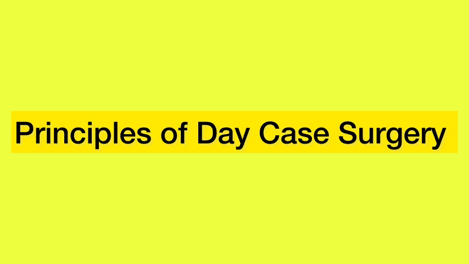So ASA 1, the patient is fit with no systemic disease. ASA 2, the patient has a mild systemic disease, but it's not incapacitating. It's not a constant threat to life. Then for 3, the patient has a severe one, but it's not a threat to life. It's not incapacitating. For 4, it is incapacitating and is a constant threat to life.